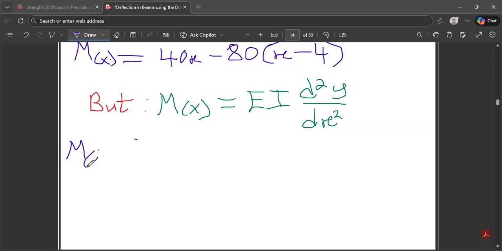So all we are trying to say over there is that this is the same as EI times the second derivative of the deflection of the member.